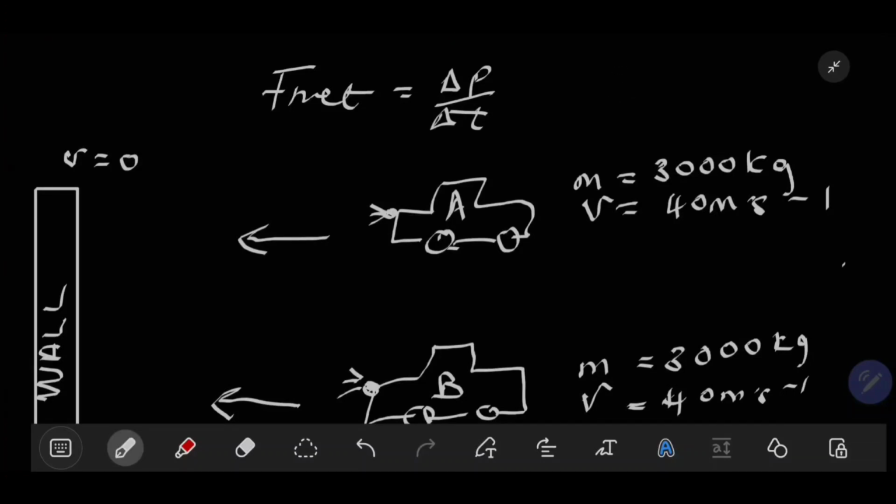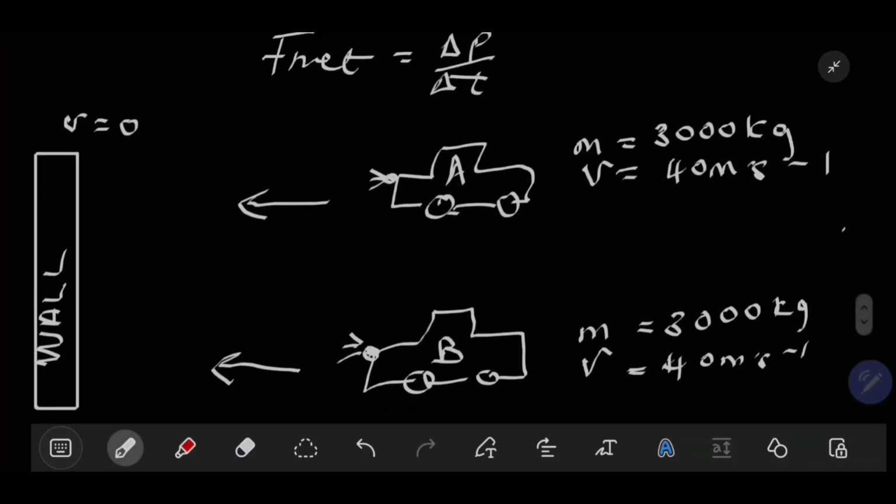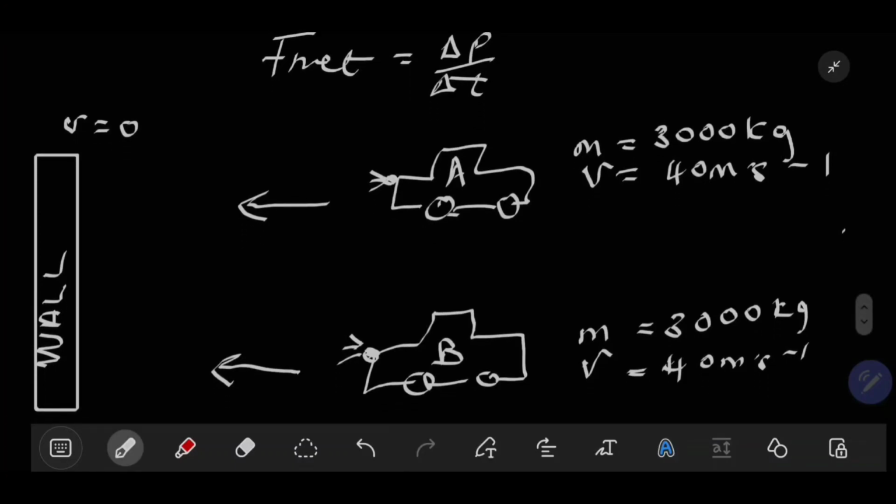We have two cars, car A and car B. These two cars are identical. They have the same mass and the same velocity, and they are traveling in the same direction towards the wall. Eventually, when the two cars are traveling towards the wall, they are going to crash on this wall, and their velocity is going to be zero. It means the wall is going to make the two cars come to a stop.